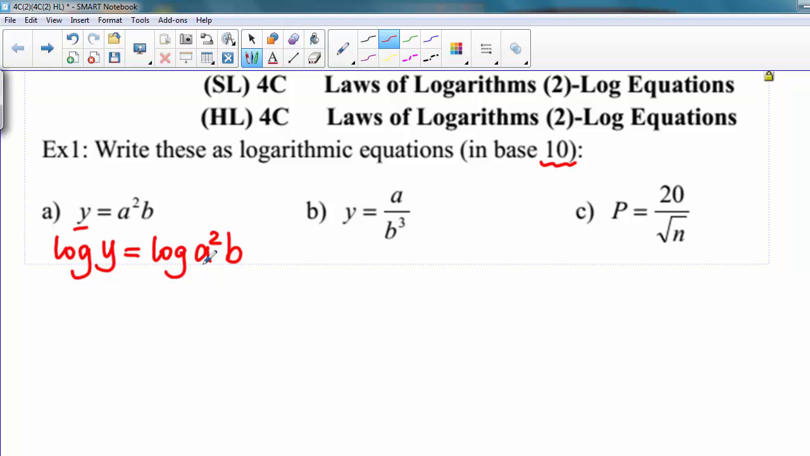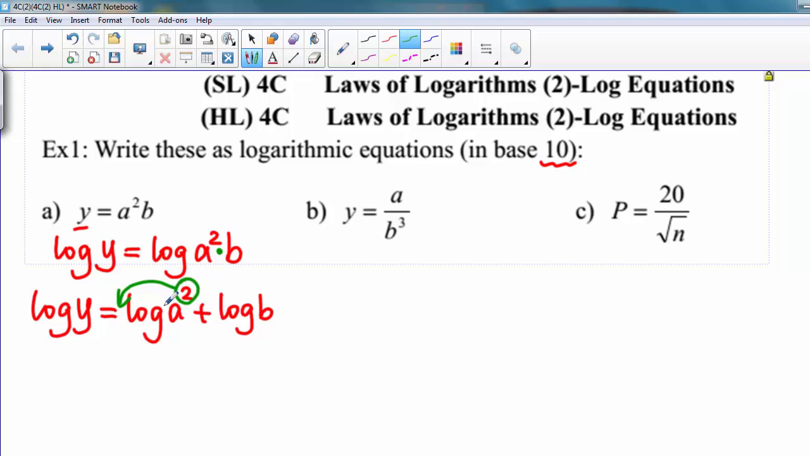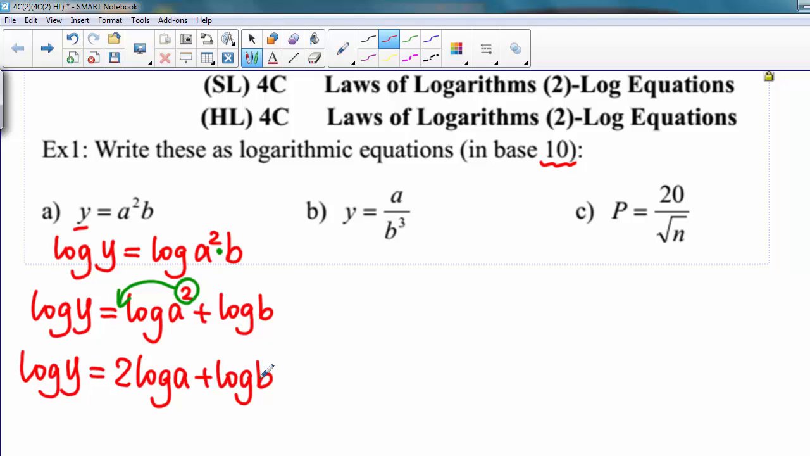With the log laws, log a squared times b can be turned into log a squared plus log b, because this is the multiplication. The product law can help me split the multiplication into the adding of 2 logs. And this 2 is in the exponent. So I can use the power law to bring this 2 to the front of the log. So my final logarithmic equation is log y equals 2 log a plus log b. So that's how I can change any regular equation to the logarithmic equation. I hope that you guys can have a try and see yourself.